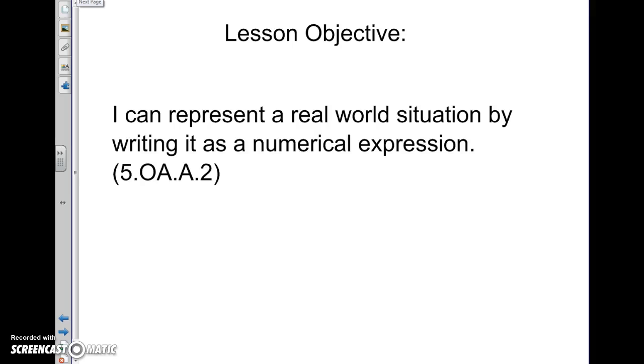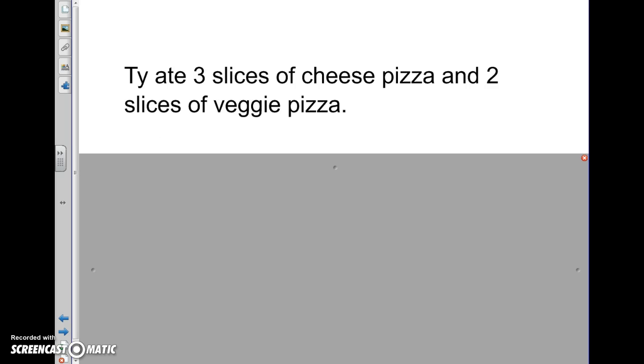Our lesson objective today: I can represent a real-world situation by writing it as a numerical expression. It's a 5th grade standard, Operations in Algebraic Thinking, A2. So what we're going to do is look at some story problems, and we are going to turn them into numerical expressions.